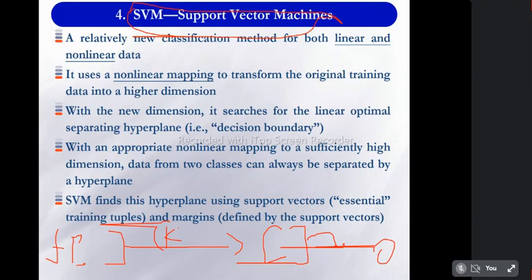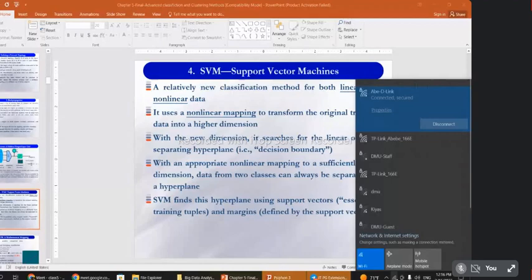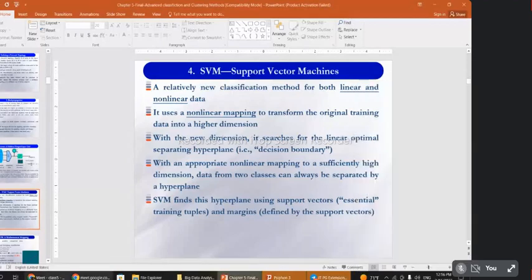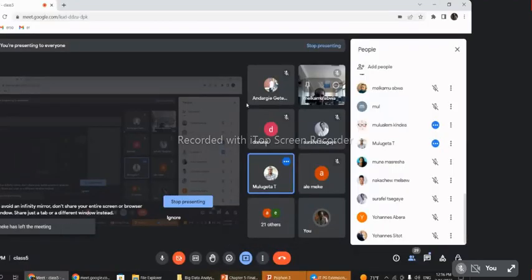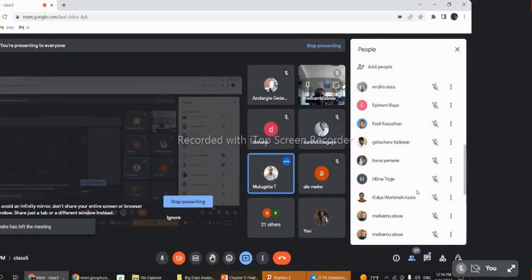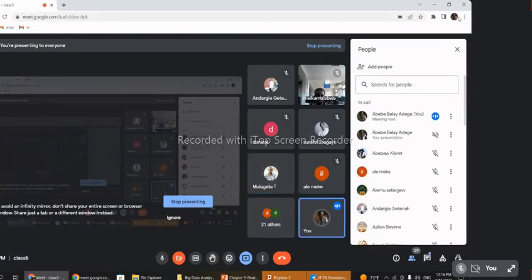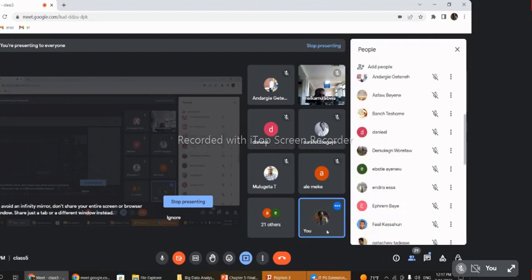Is there any disconnection problem? It went off, now it's back. But since I have WiFi, the quality may not be exactly as good as the previous, but we'll continue. Wait a little for me.